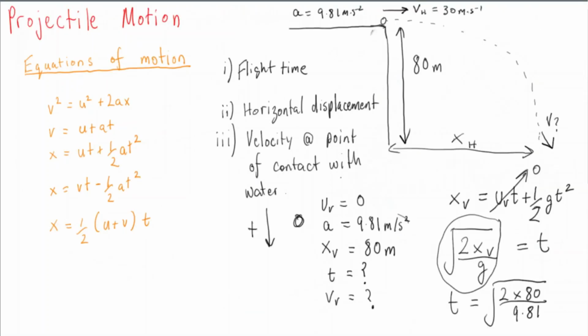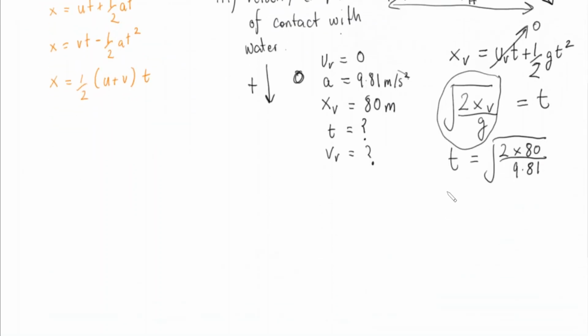And this will give us a value of 4.04 seconds for the time to hit the ground. So that answers part 1 of our question, and it gives us the flight time for this object.